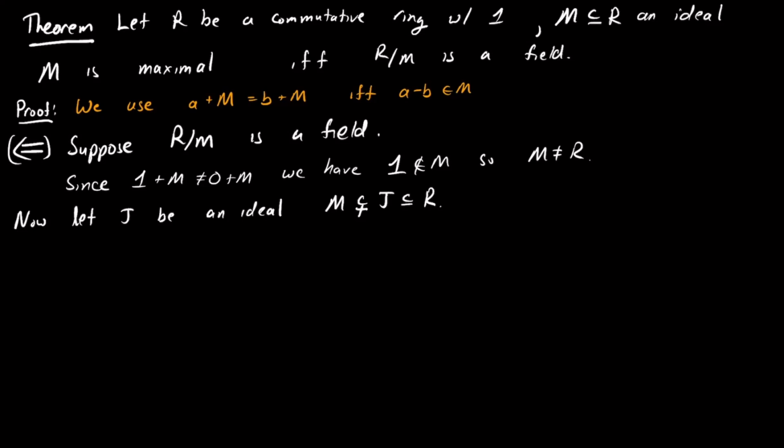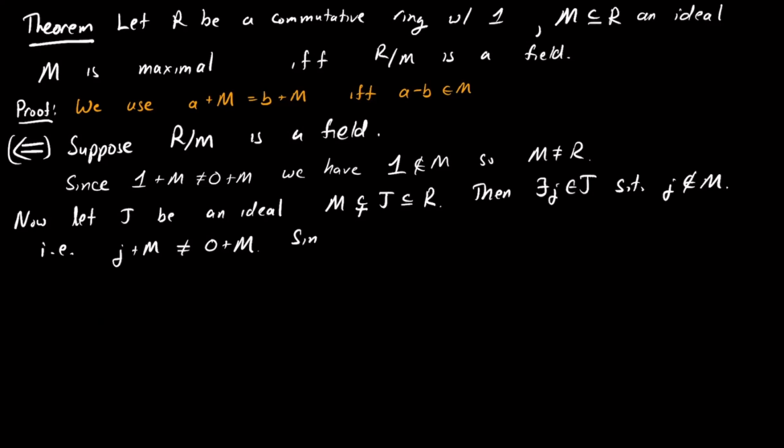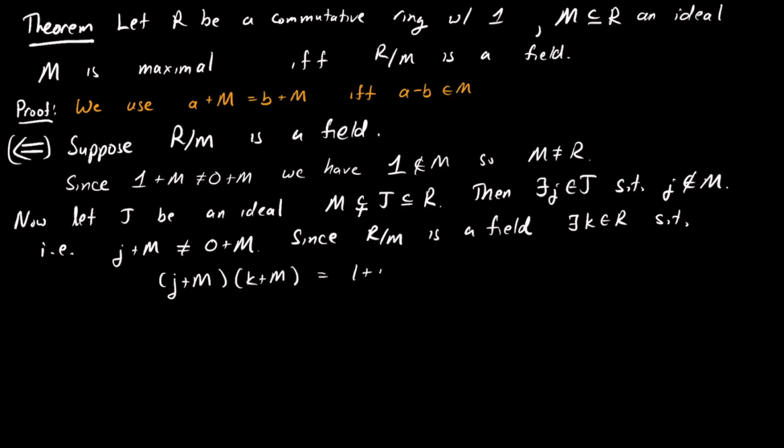Okay, well, let's think about this. If M is a proper subset of J, I could say then there exists a j in J such that j is not an element of M, right? In other words, using the fact in orange, we have that j plus M is not equal to 0 plus M. Well, what does that tell me? Since R mod M is a field, well, j plus M must be a unit. So I can say there exists a k in R such that (j plus M) times (k plus M) is equal to 1 plus M.